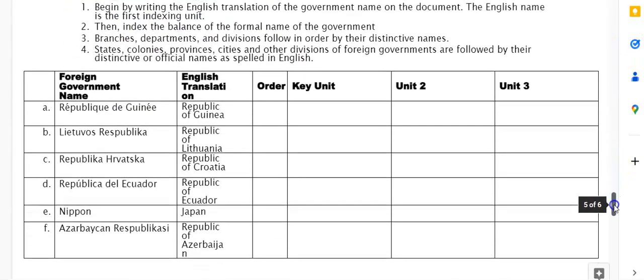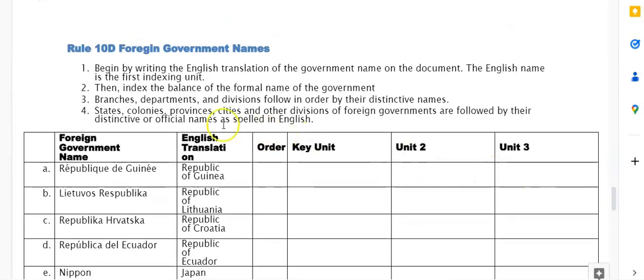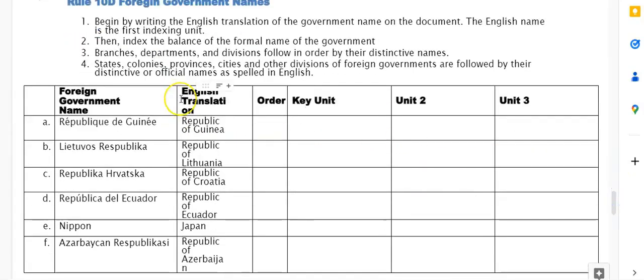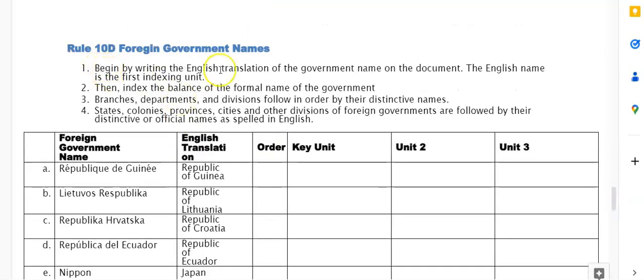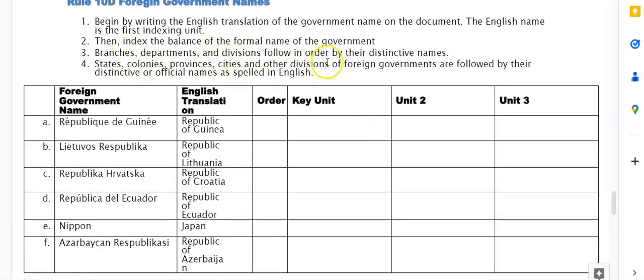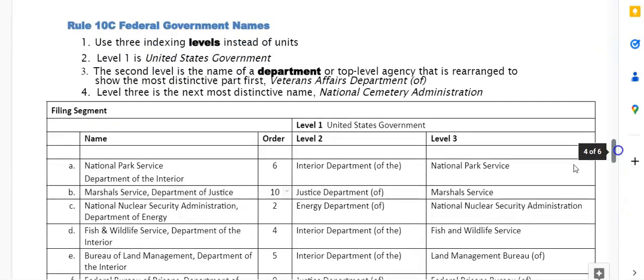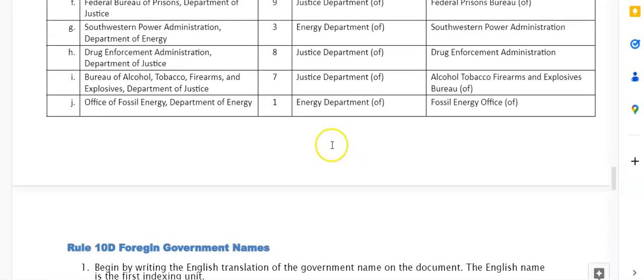So 10D is the very last of the rules, and 10D deals with foreign government names. It says, begin by writing the English translation of the government name that's on the document or the piece of paper. And the English translated name is always going to be your key unit. It then says index the balance, or the rest, of the formal name of the government. Branches, departments, and divisions follow in order by their distinctive names, similar to how we've done with 10A through 10C.